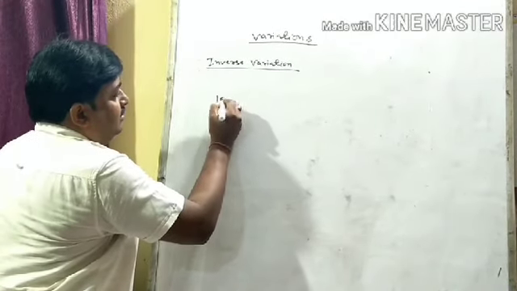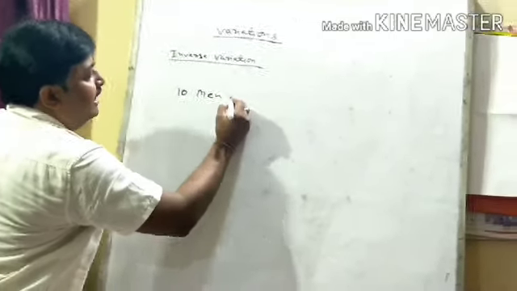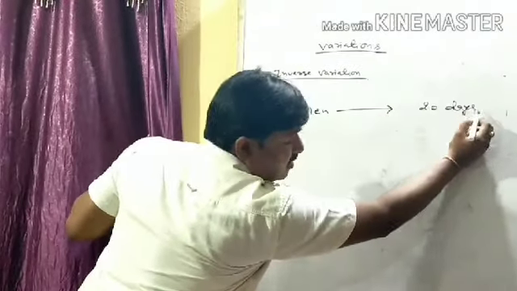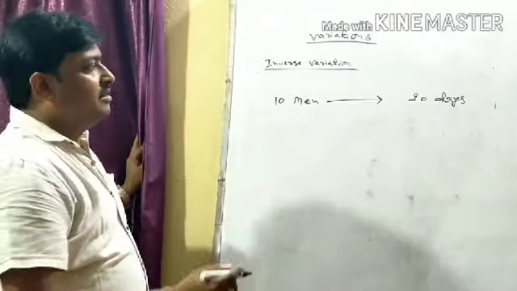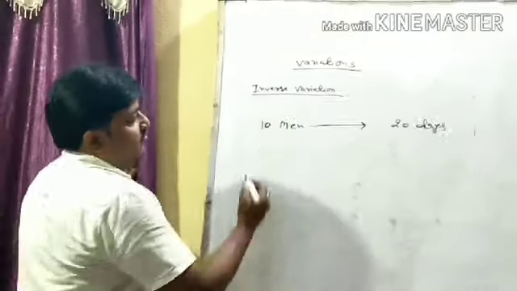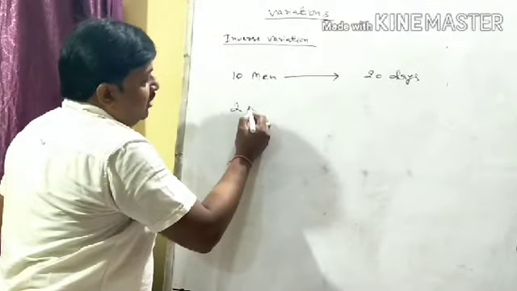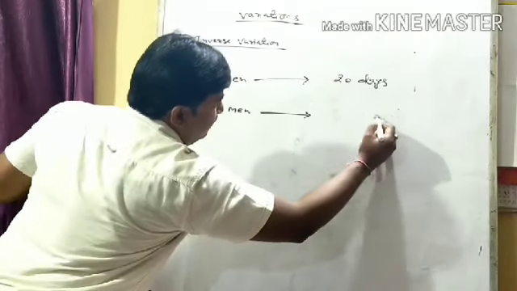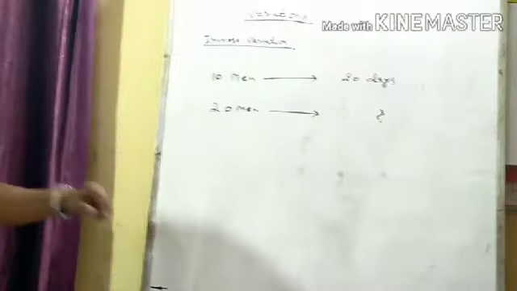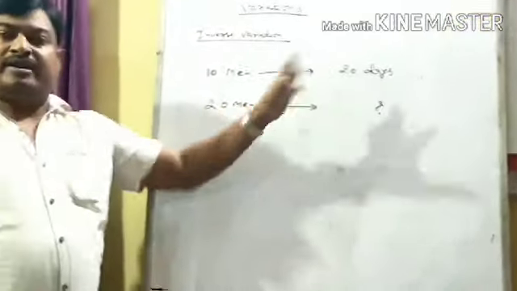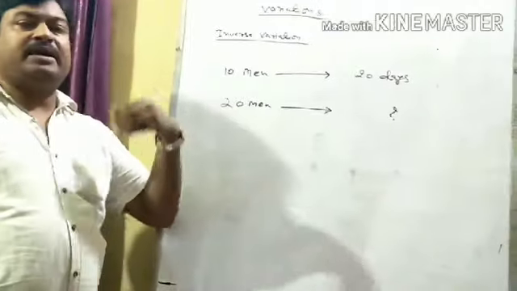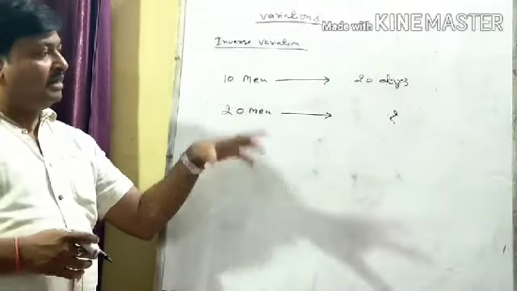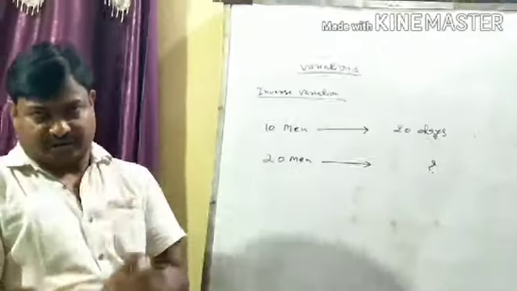Suppose 10 men can do a work in 20 days. Then, in how many days will 20 men do the same work? That means 10 men can complete a certain work in 20 days, then in how many days will the 20 men complete the same work?